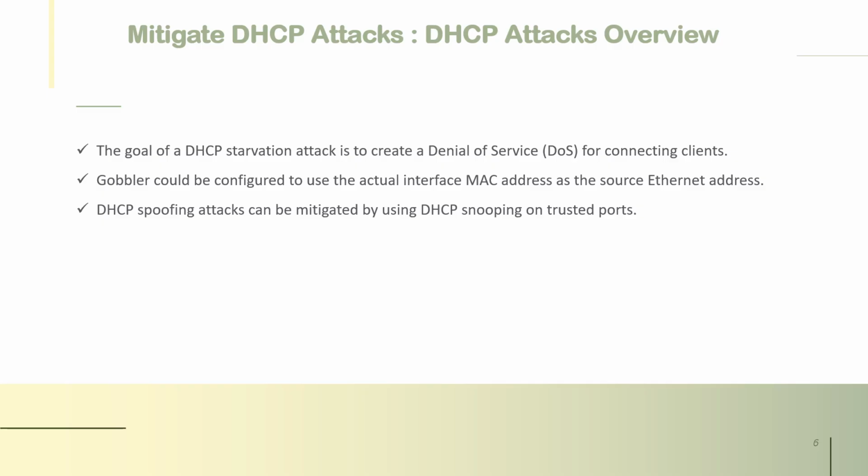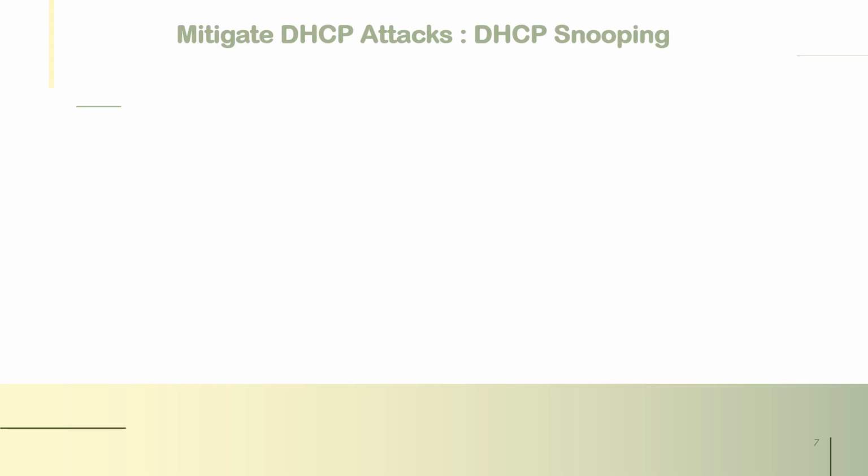So what is DHCP snooping? DHCP snooping does not rely on source MAC addresses. Instead, DHCP snooping determines whether DHCP messages are from an administratively configured trusted or untrusted source. It then filters DHCP messages and rate limits DHCP traffic from untrusted sources.